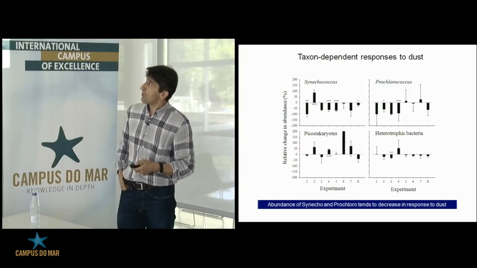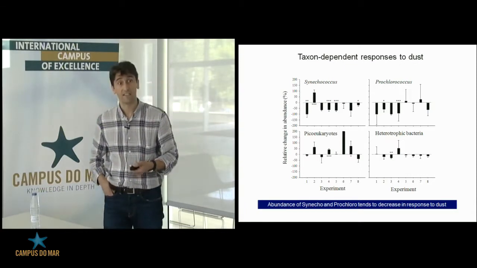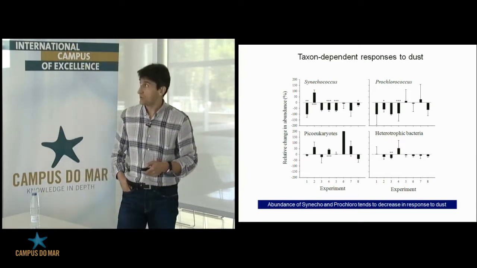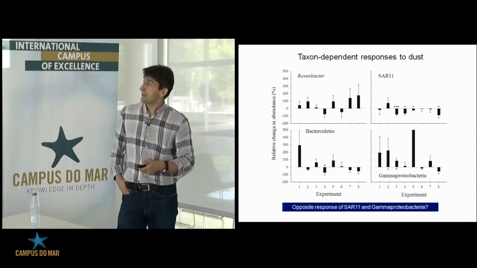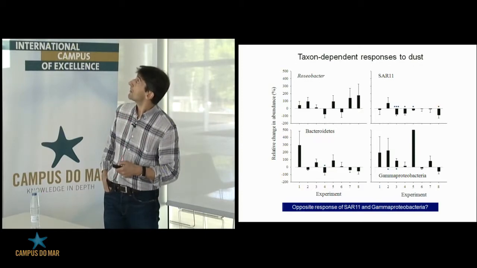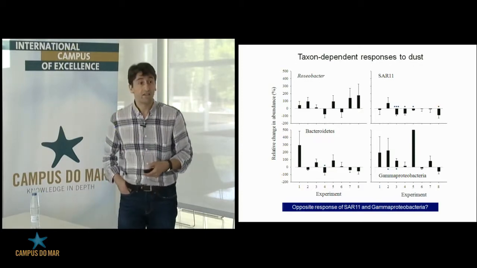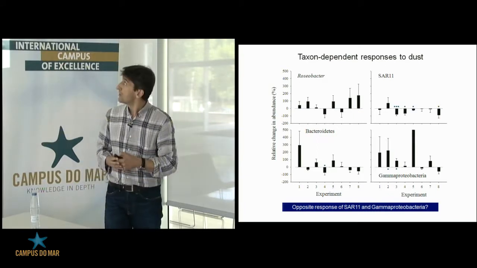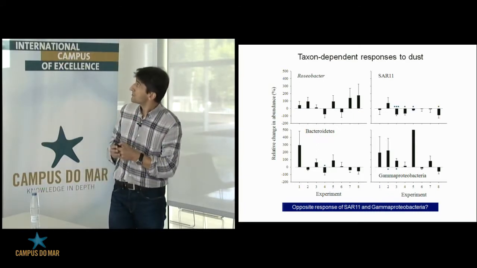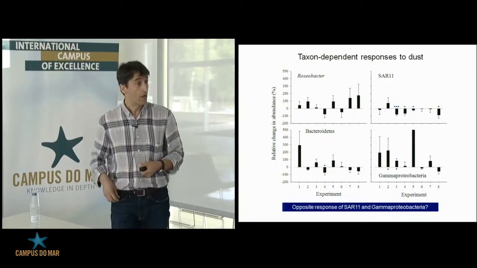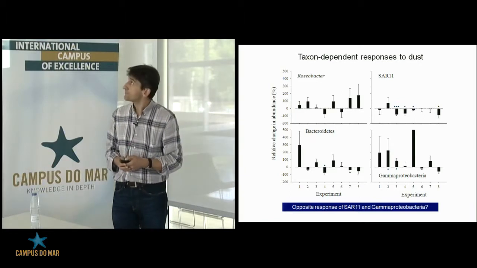For instance, Prochlorococcus and Synechococcus overall tended to show a negative rather than a positive response to the dust addition. Similarly, in the heterotrophic bacteria, we found that, for instance, the SAR11 group, which is in the upper right-hand corner, tended to show, again, a negative response. So for some reason, these guys here didn't like the dust much, whereas the gamma proteobacteria tended to show a positive response.